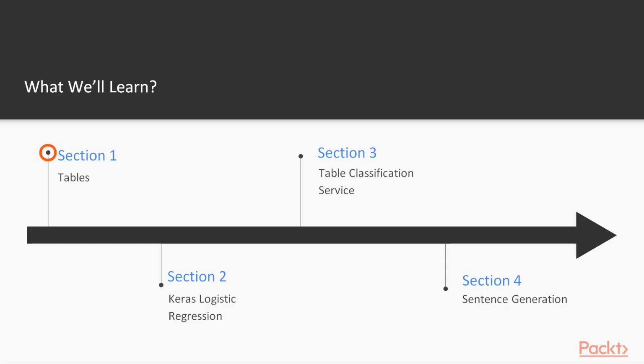We'll start off by working with table data, downloading it, acquiring it, and encoding it so that we can use it with machine learning. Then move to building a table classification model and modeling, where we'll be able to actually make predictions and classifications on table data. Then we'll package all of this up in a table classification REST service that we'll be able to use from the command line as well as from the web in order to classify.